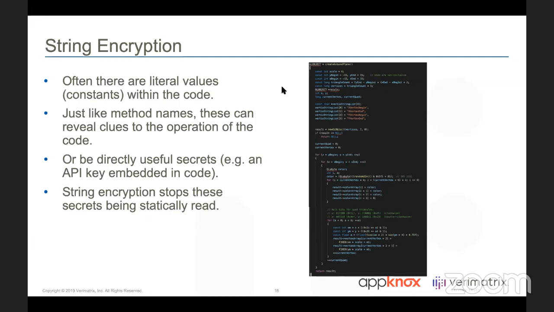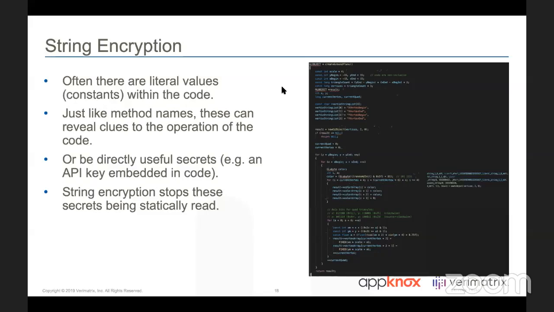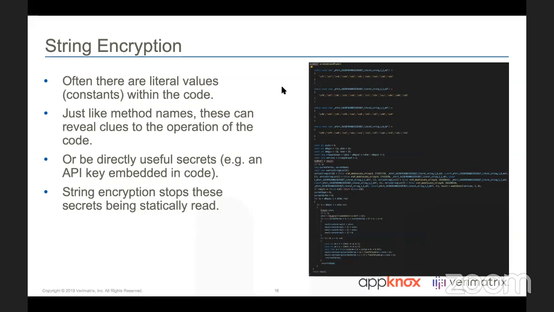So string encryption, to some extent, does what it says on the tin. String encryption takes these literal values that are within your code and within your compiled application, and it hides them. It makes them encrypted so they can't be read statically. You can't just scan the code and find them. They're not there anymore, they're encrypted. They get decrypted at runtime, but statically reading them, these values are no longer there. So it's creating barriers for the attacker.